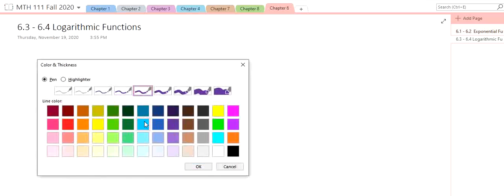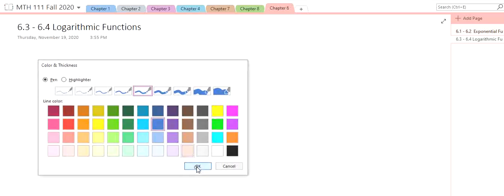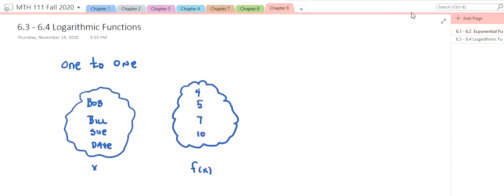Okay, so now we're going to talk about logarithmic functions, which are related closely to exponential functions. But before we start, so we can get some really solid background, I want to talk about the concept of one-to-one function. So suppose we do these little balloon sets again like we did when we were talking about functions.